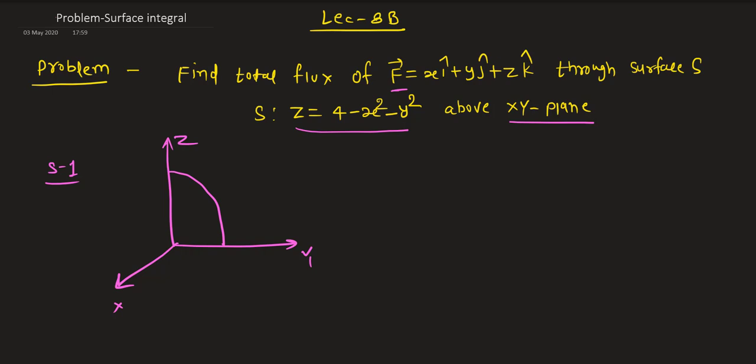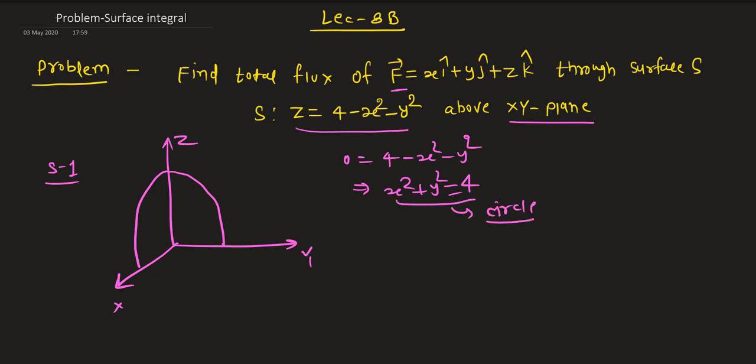If you put y is equal to 0, then the equation in the xz plane would be z is equal to 4 minus x square. So it would again be a parabolic equation. And if you put z is equal to 0, the boundary of this surface in the xy plane would be 4 minus x square minus y square equal to 0, and it is simply x square plus y square is equal to 4. This is the equation for a circle with radius 2.